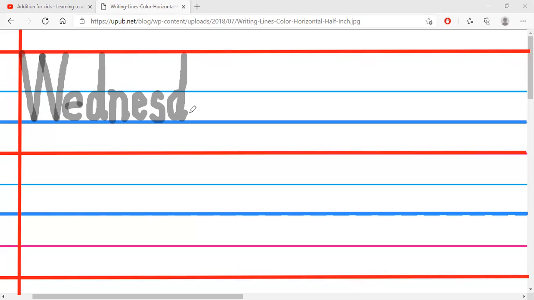Let's do an A. And last letter, Y. Let that tail touch the red line. Very good. That's Wednesday. Today is the 3rd, so we write the 3. Halfway around and halfway around. That's the figure 3.